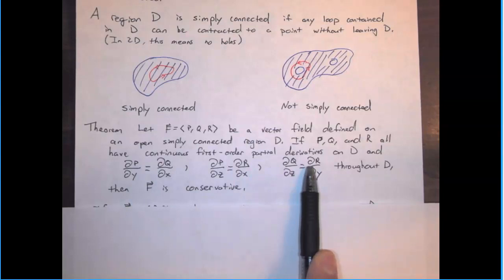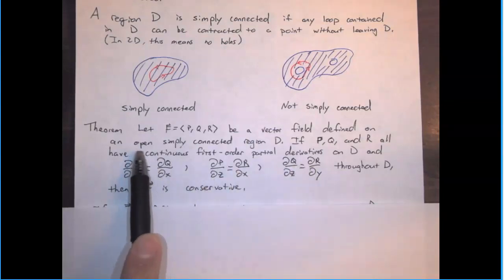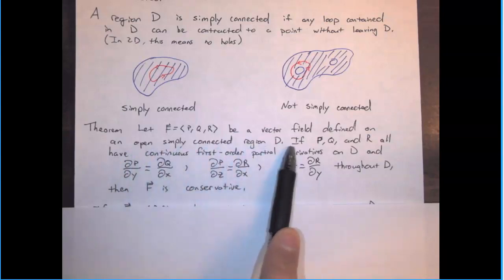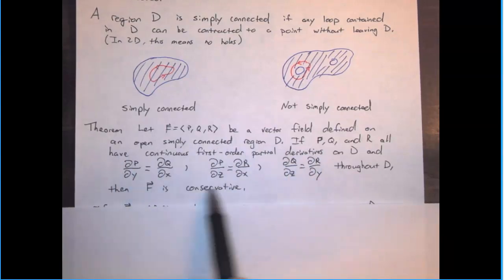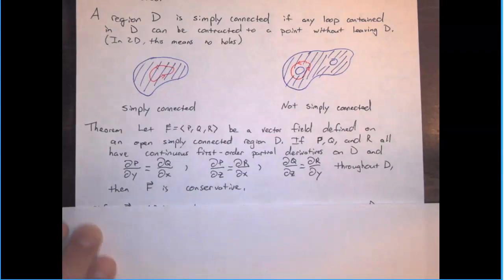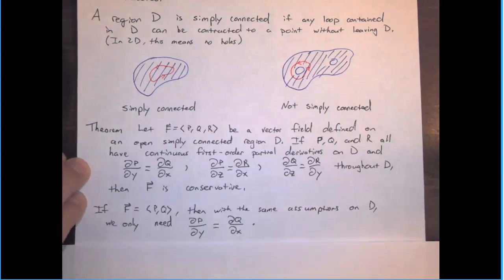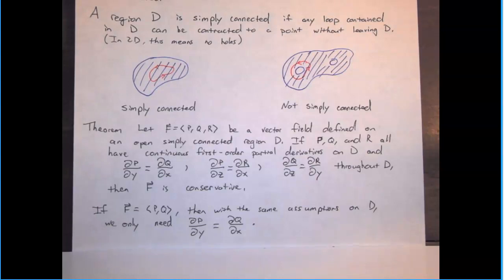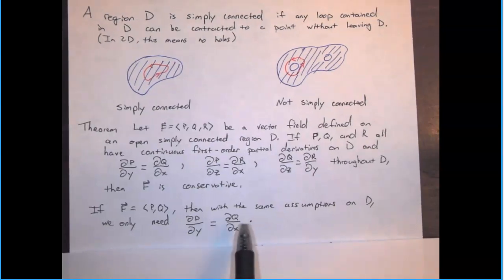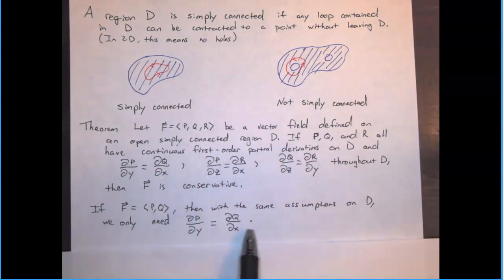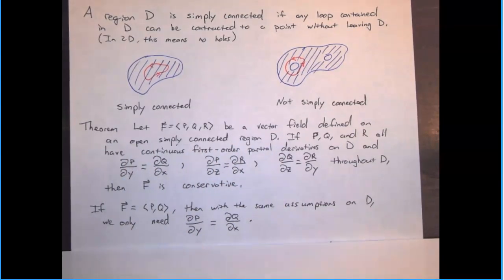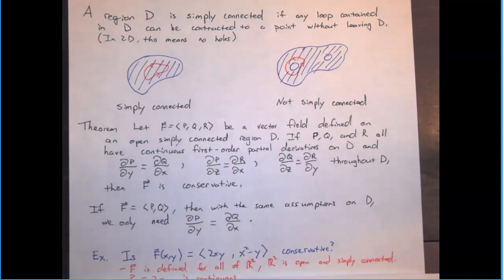If we want the reverse to be true, we have to assume that we're on an open, simply connected region. If we're not on an open, simply connected region, these might still hold, but F might not be conservative. So that's something to keep in mind. So that's for a three-dimensional vector field. In 2 dimensions, it's much easier, right? We still need to be on an open, simply connected region, but we only have one relationship to check instead of 3. So let's end with a quick example.